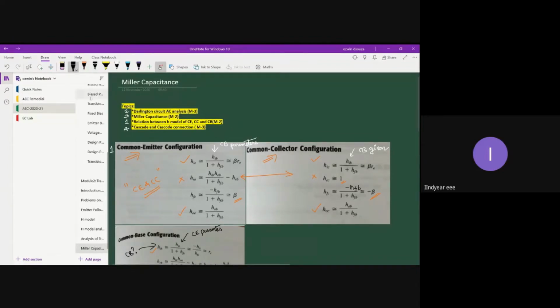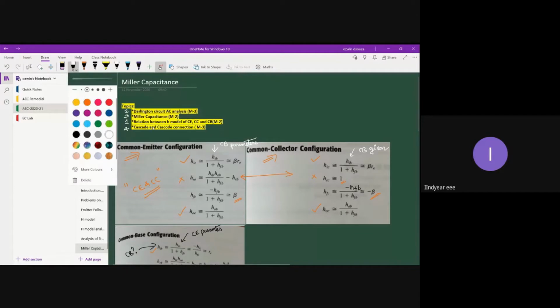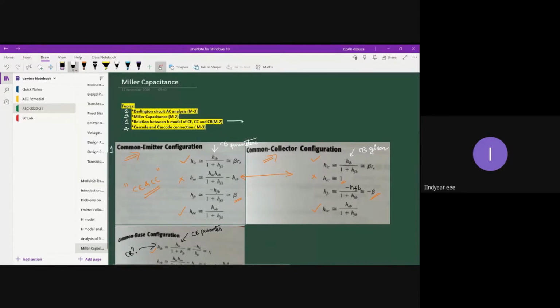Okay, so this is rarely, less likely to come, however, it is required for lab.